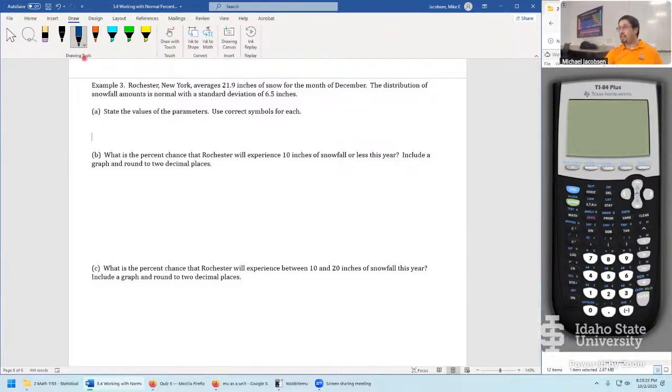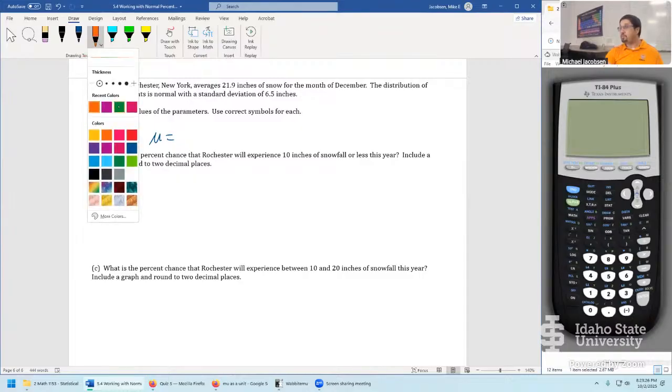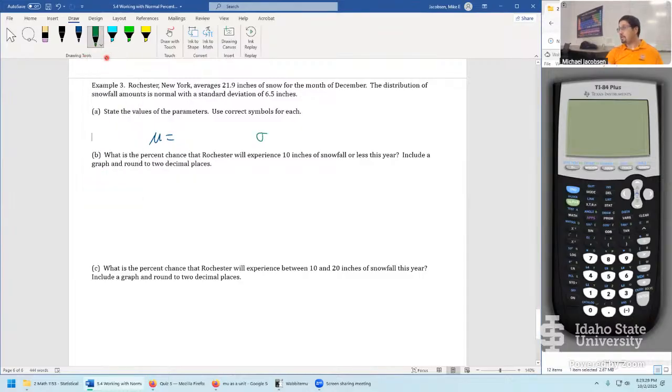So what it says is to state the values of the parameters. Anyone spotted what the value for mu should be? Yeah, absolutely. The moment they say mean or average, that's the parameter value they're specifying. There's no sample data whatsoever. This isn't a study where they took a sample of months of December across the years. Looks like they're just giving us the best estimate for what the climate looks like now in Rochester, New York.